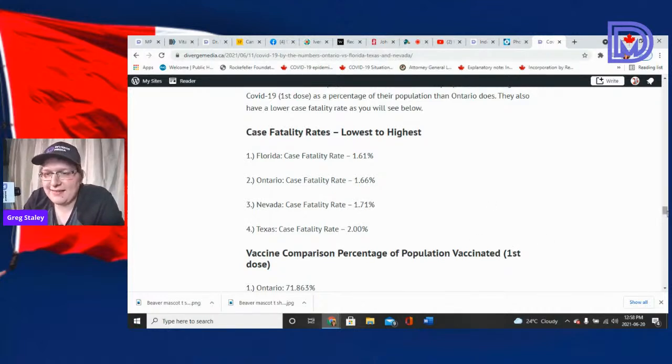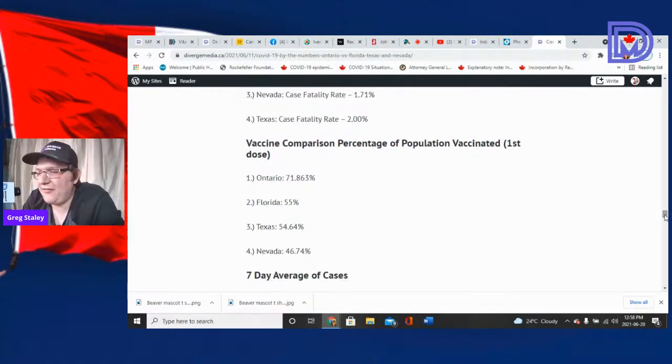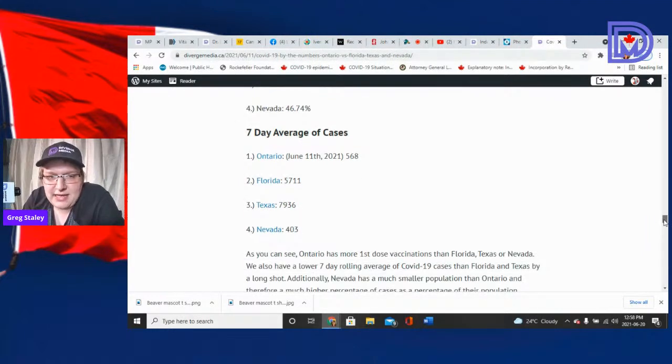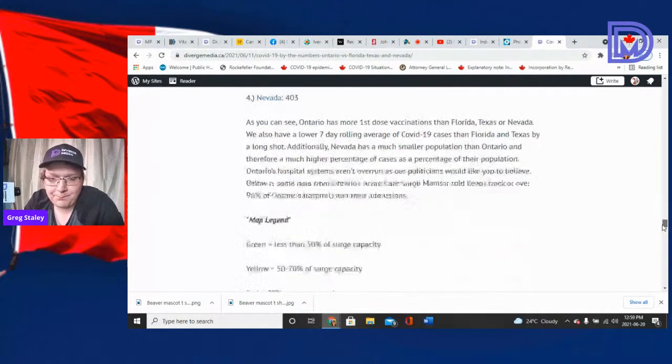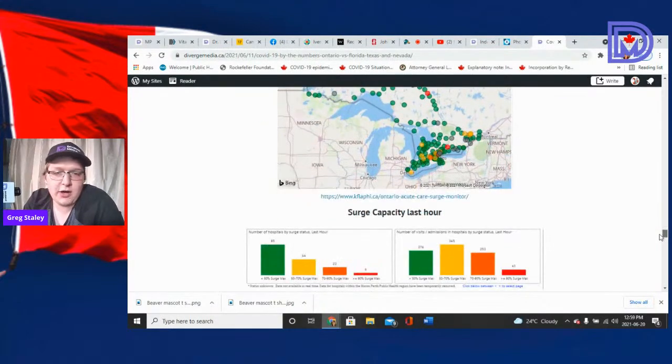Nevada 1.71. Texas 2%. Vaccine comparison of population vaccinated with the first dose. Florida is at 55% compared to our eligible population of 71.863. Texas at 54.64, Nevada at 46.74. 7-day average: Ontario 568, Florida 5,711 cases, moving average. Texas 7,936, Nevada 403. Nevada has a population of 5 million, so much more per capita than we do, and they're open as well.